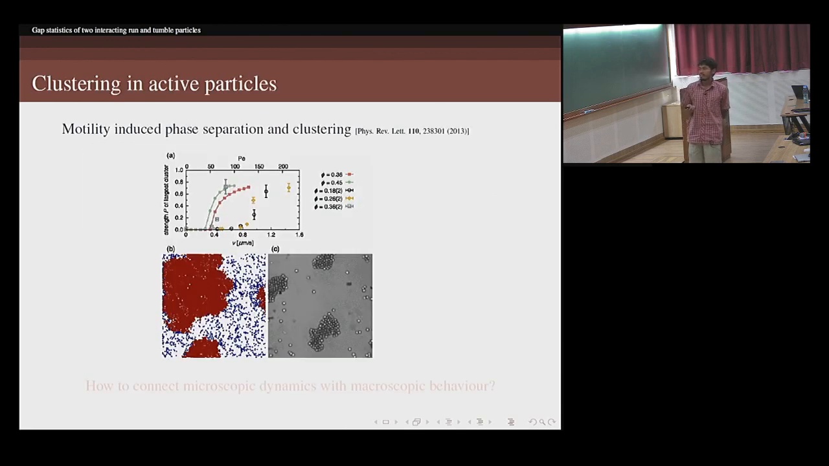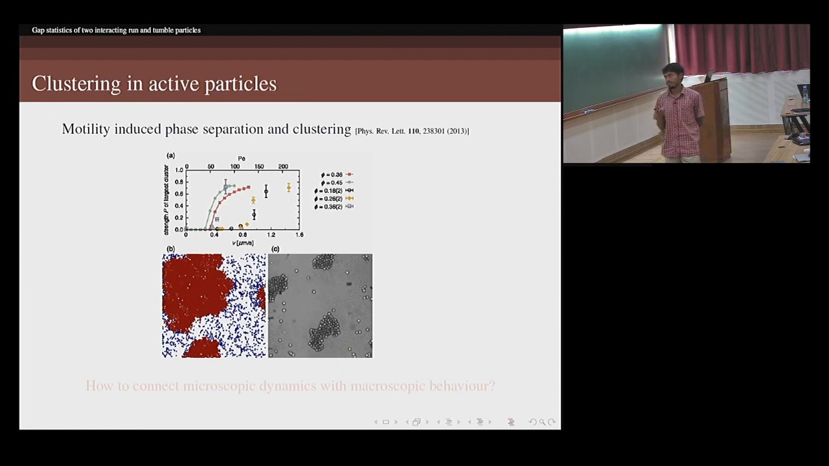For example, this is an experiment reported in this paper, and a simulation has also been done. It is known that when many such active agents are there, after some certain density, you get a phase segregation. The point to notice is that the particles are interacting and the interaction is repulsive. Still, you find clustering. This is known as motility-induced phase separation. It happens only for active particles, so it is the interplay between their motion and the interaction that creates these things.